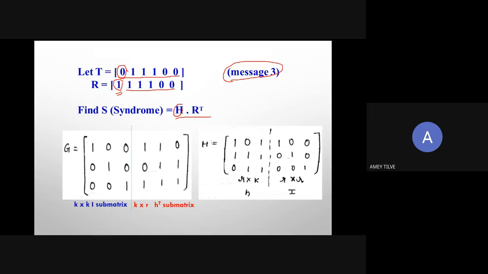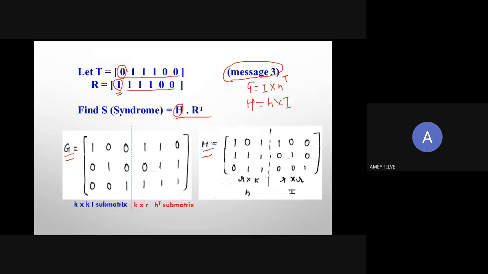Do we have this H with us? We don't have H, because what was provided to us was G. I have already told you the formula for G. G is nothing but your identity into H transpose. What is your H? H is nothing but your H into identity matrix. So can I generate my H from G?